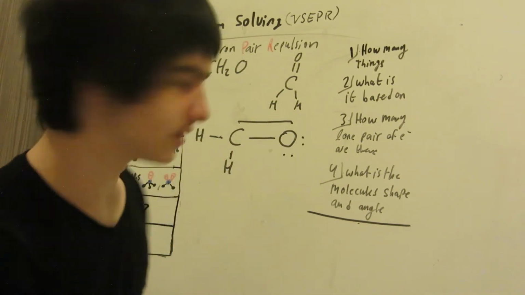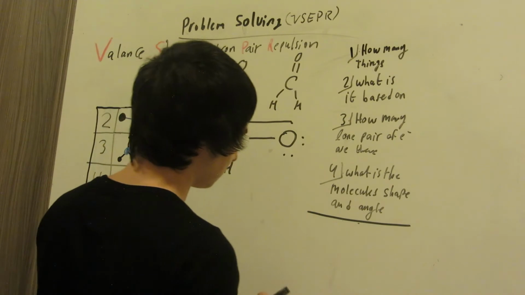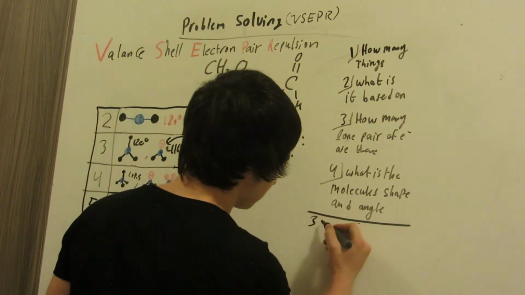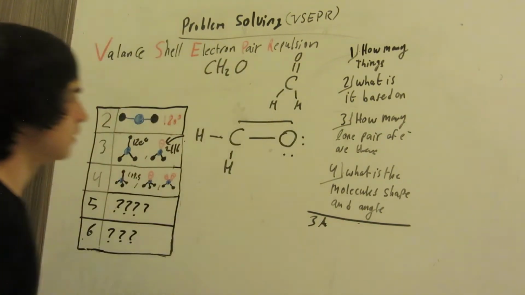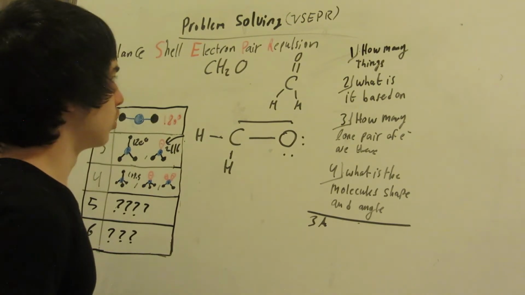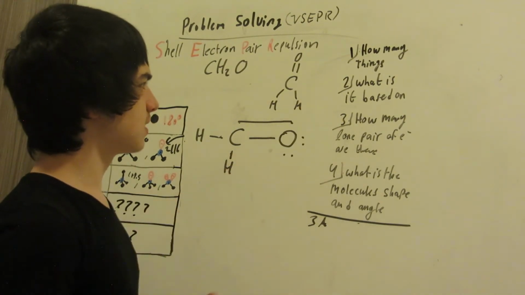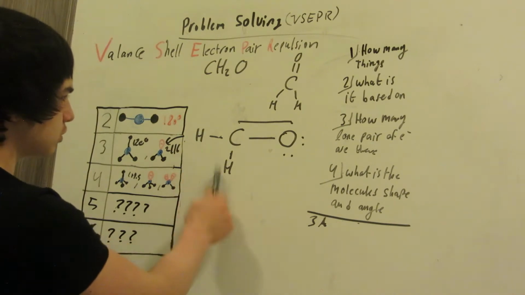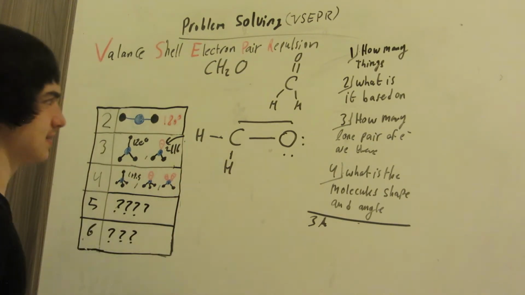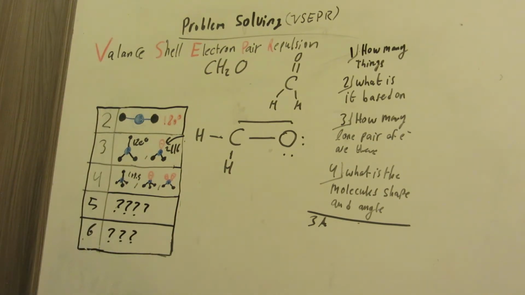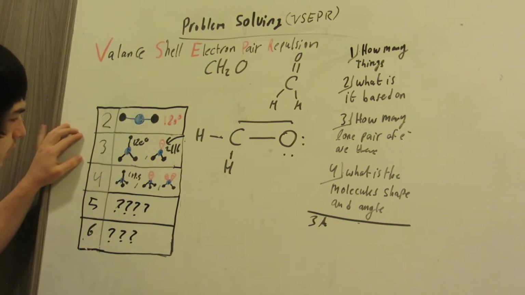Always write your givens. We have 3 things, so we have 3 atoms, and no lone pair of electrons. Alright, next step. What is it based on? We have 1, 2, 3. So I have 3 atoms. Now because it has 3 atoms, we go to the family group of 3.